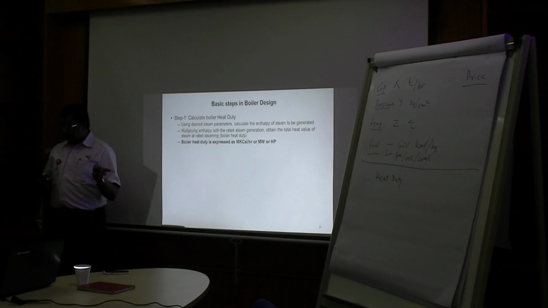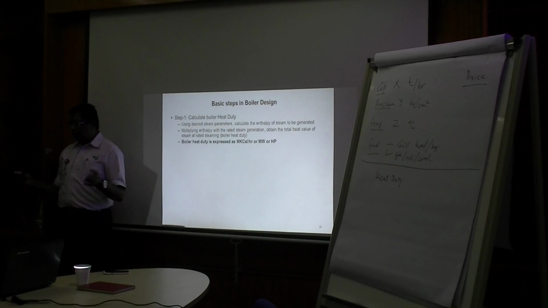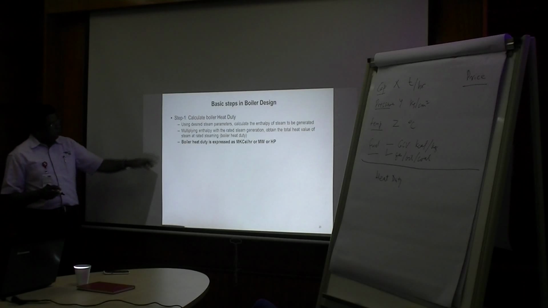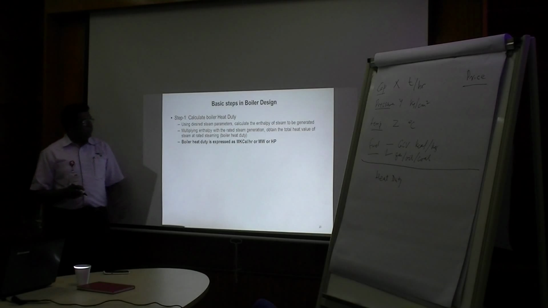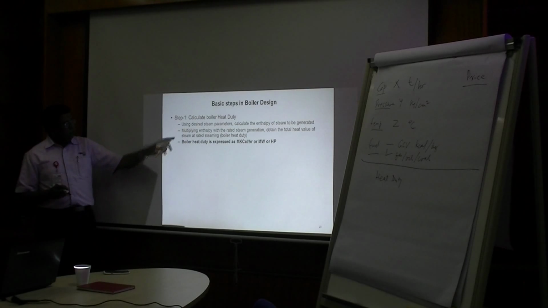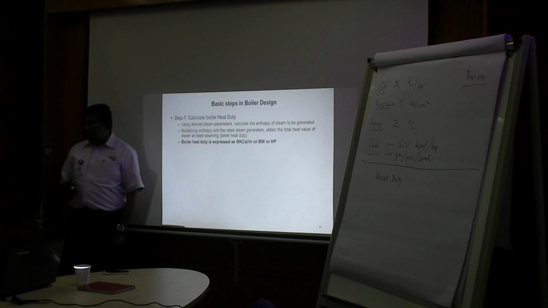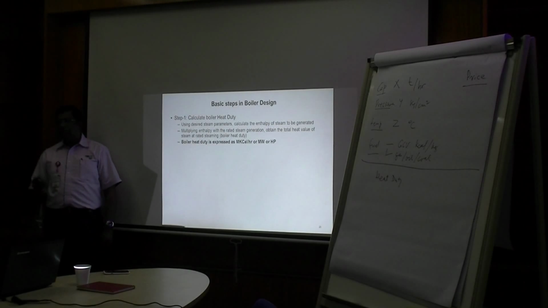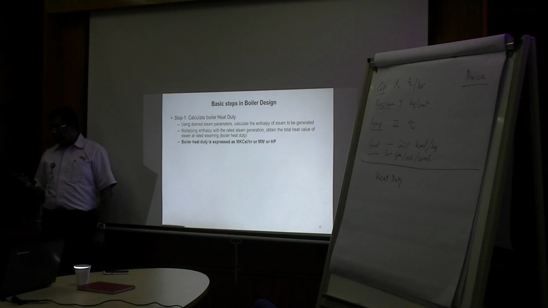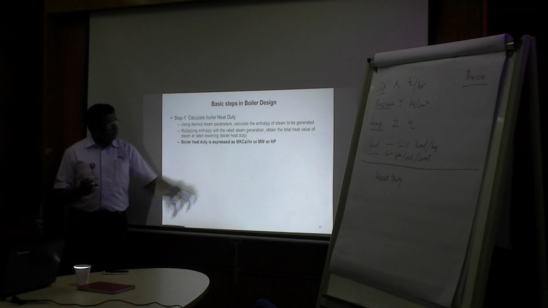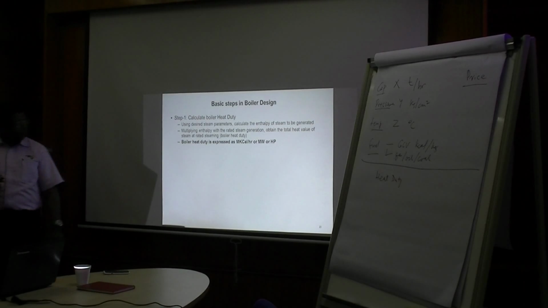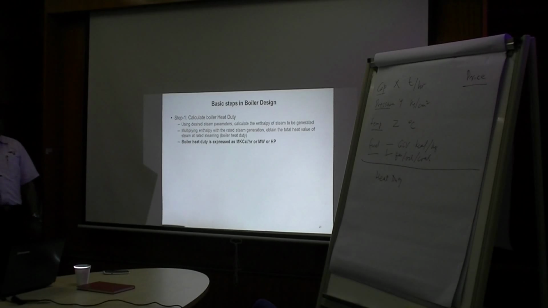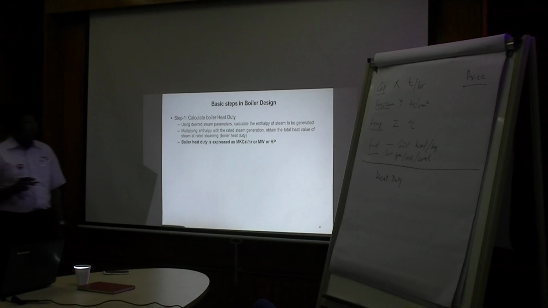That has to come from the burner, isn't it? But the boiler has to basically deliver that much heat into the steam. So that is called the boiler heat duty, right? Total, multiplying the enthalpy with the rated steam generation. Enthalpy is kilocalorie per kg times 25,000 if your requirement is 25 tons. So that becomes the heat duty, which is expressed as kilocalories per hour or megawatt or HP.